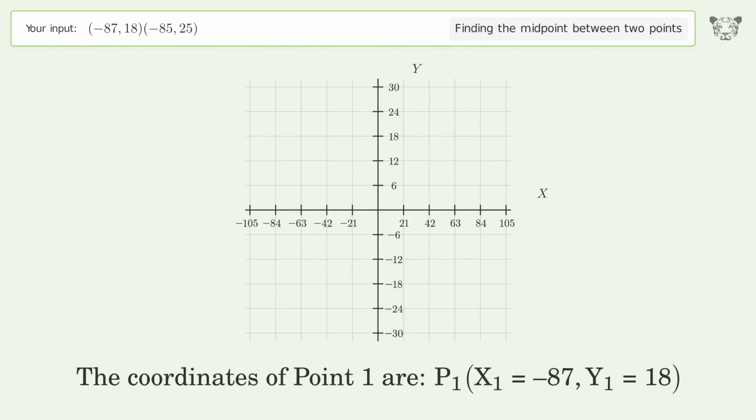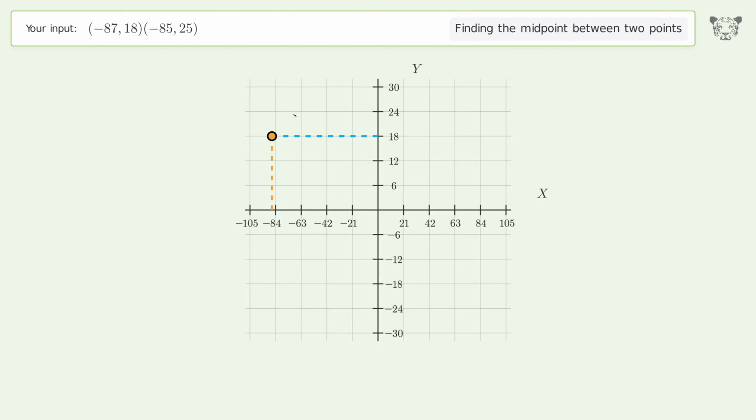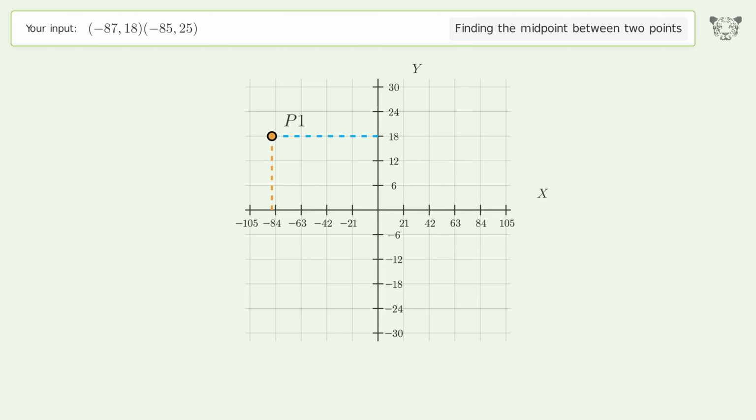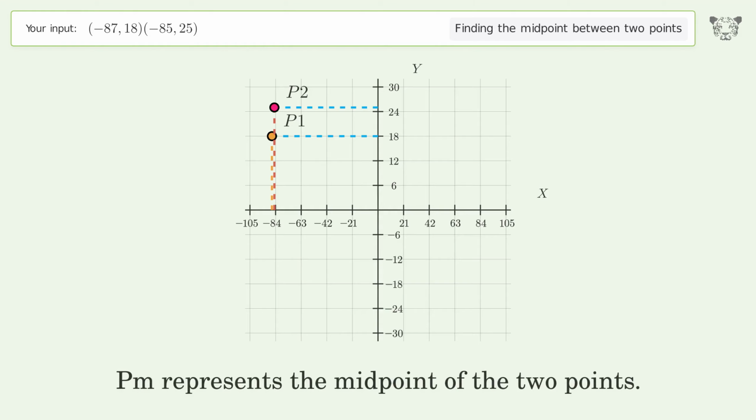The coordinates of point 1 are, x1 equals negative 87, y1 equals 18. The coordinates of point 2 are, x2 equals negative 85, y2 equals 25. PM represents the midpoint of the 2 points.